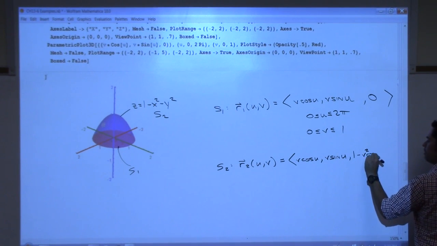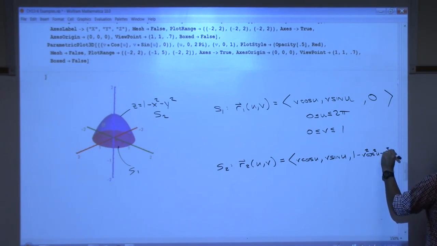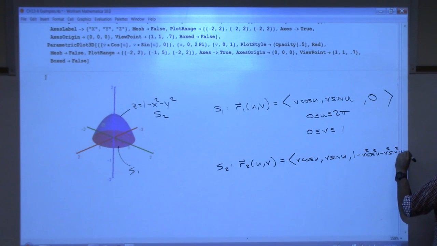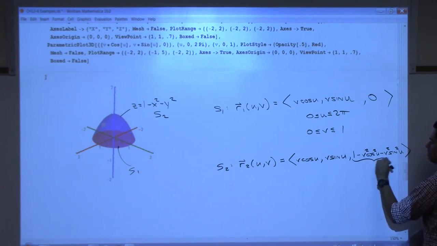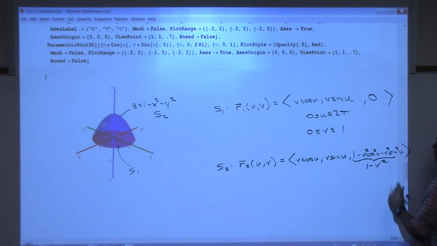We're going to wind up doing Pythagorean, right? So factor out of negative v squared. The cosine squared plus sine squared will become 1. So this is really just 1 minus v squared.